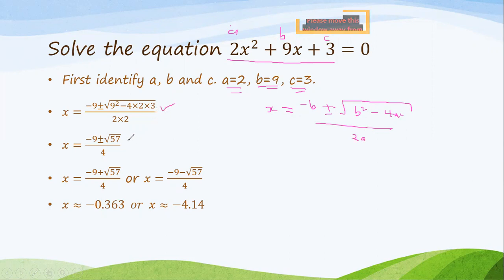Then we come to this step if you solve what is under the root. Finally, to get the two answers, you just use a positive and a negative. When you add, you get the first answer, and when you use a negative or subtraction sign, you get the second answer. Basically, that is how we use the quadratic formula and completing squares to solve quadratic equations.